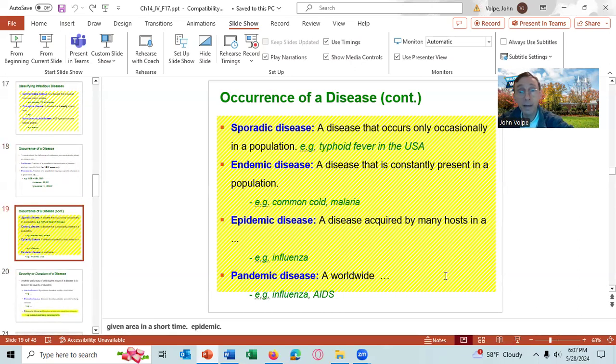Few more terms. A sporadic disease is a disease that occurs only occasionally in a population. For example, typhoid fever in the United States is usually said to be a sporadic disease, that it only happens occasionally. Another example would be malaria in the United States. It's a sporadic disease. It only happens when somebody goes elsewhere in the world, picks up malaria, and then brings it back to the United States. And that's not entirely true.